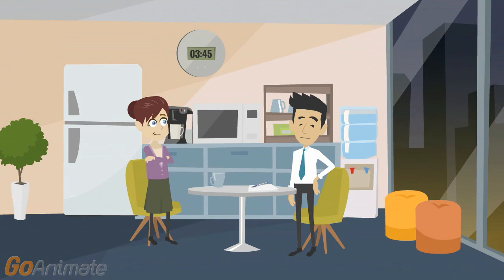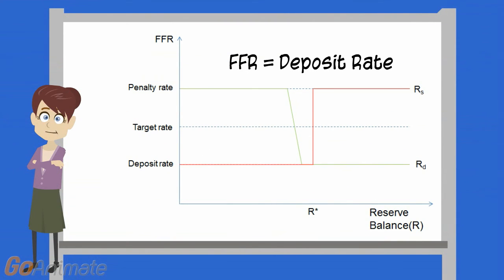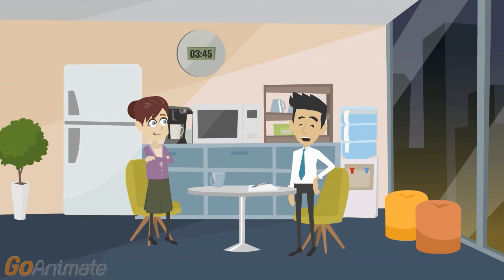That's amazing. Is there any way the central bank can make sure that the overnight rate equals its target rate? Yeah, one way to do this is to set the overnight rate equal to the deposit rate and to leave a surplus of reserves. Then the FFR will lie at the bottom of the corridor. Oh. That's because there will always be an excess of reserves, so there is no need for the overnight rate to increase to the penalty rate. Exactly. Wow, you're really getting the hang of this.